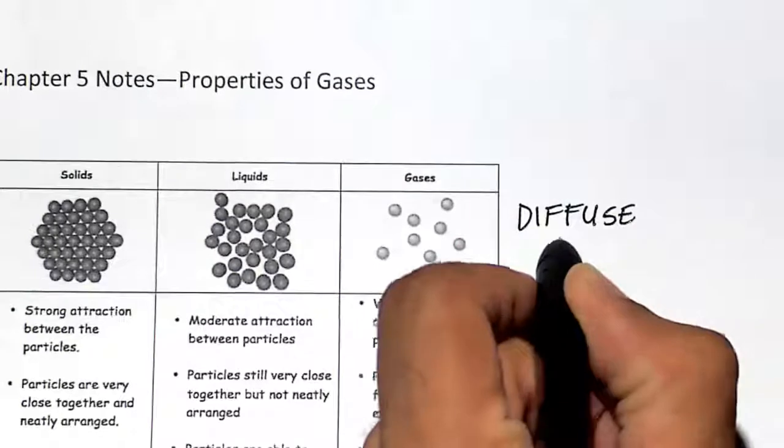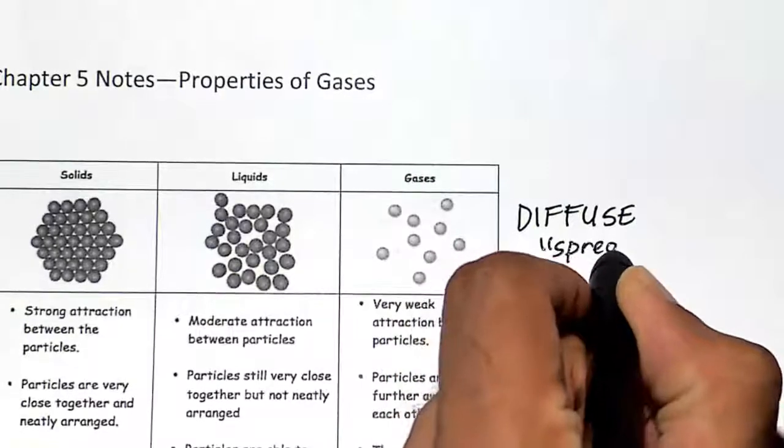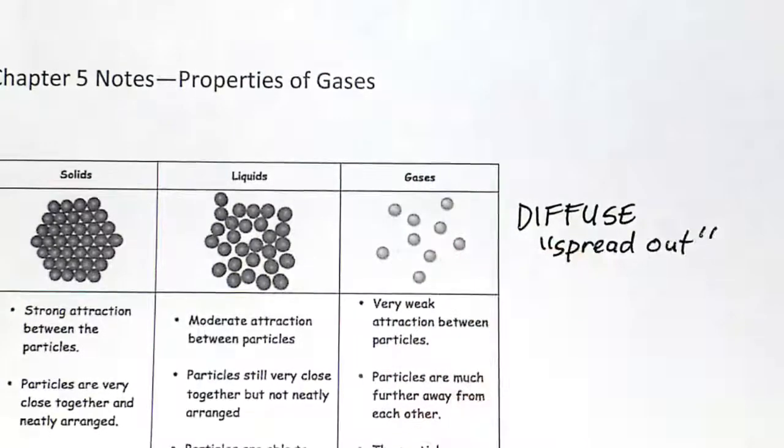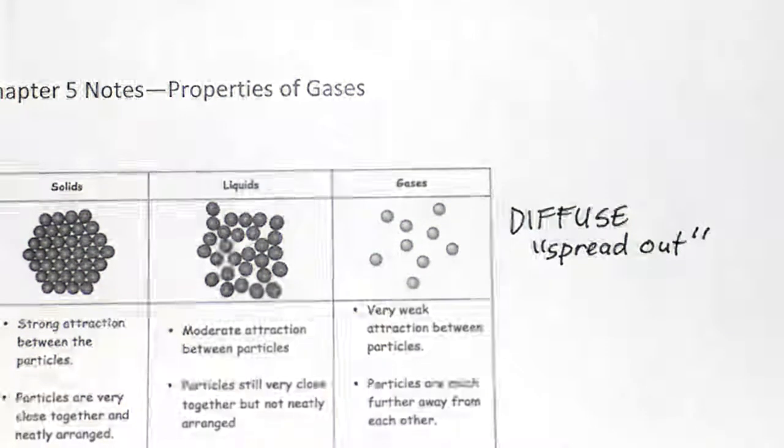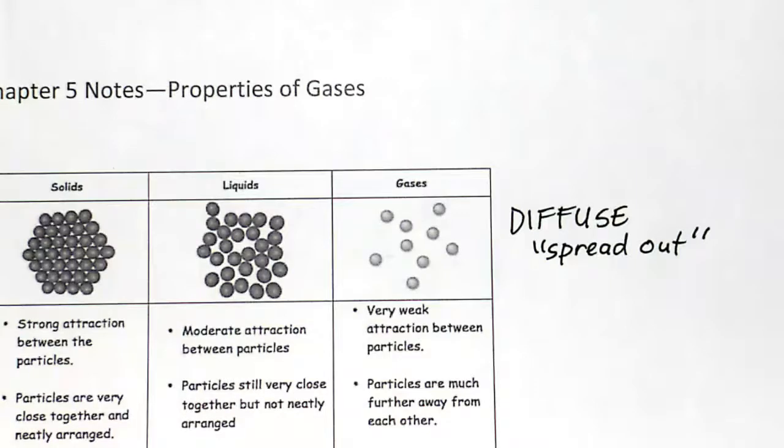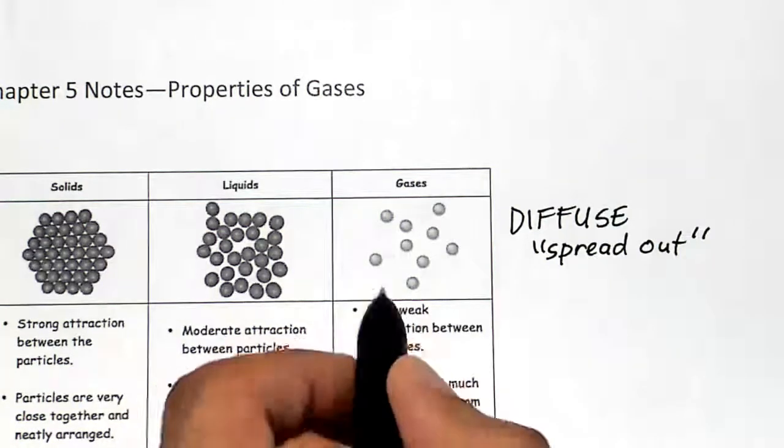Diffuse is another way of saying they spread out. If you open up a gas in a room, and lock all the doors and all the windows, the gas will essentially dissipate or diffuse throughout that room. So essentially they spread. The intermolecular attractions that gas molecules have are very weak.